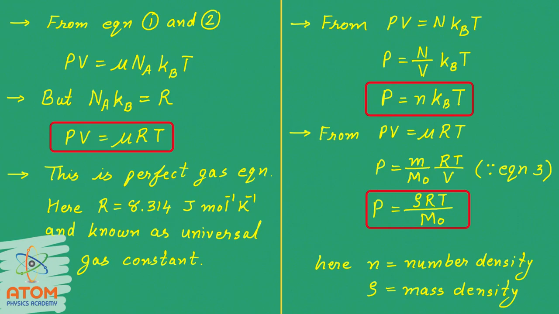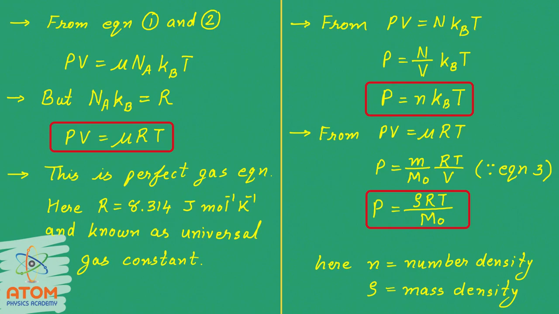Now let us derive two more equations. From the equation PV is equal to n kB T, we can also write P is equal to n by V kB T. But n by V, that means number of molecules per unit volume, is also known as number density, small n. Look here, small n is number density. So the equation becomes P is equal to n kB T.